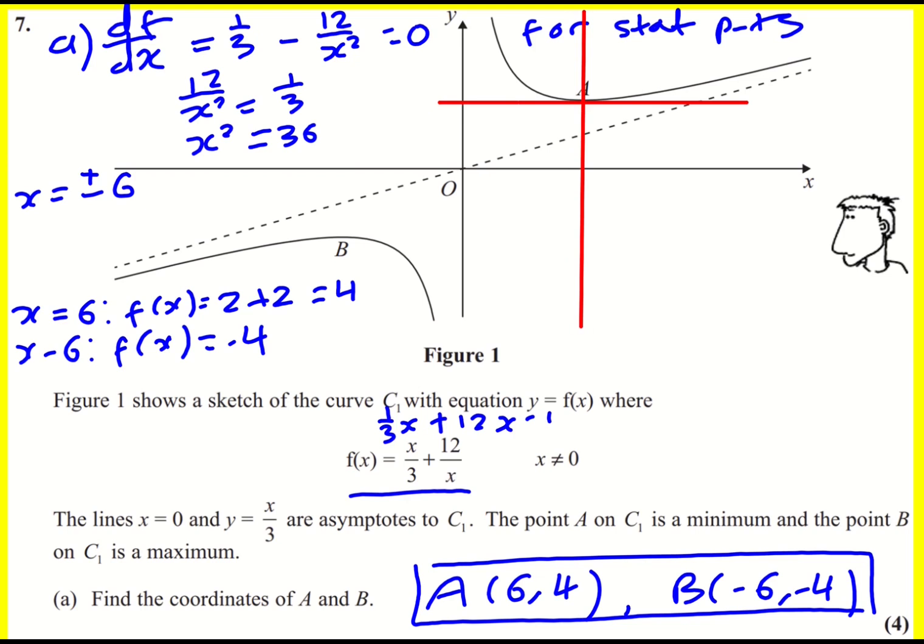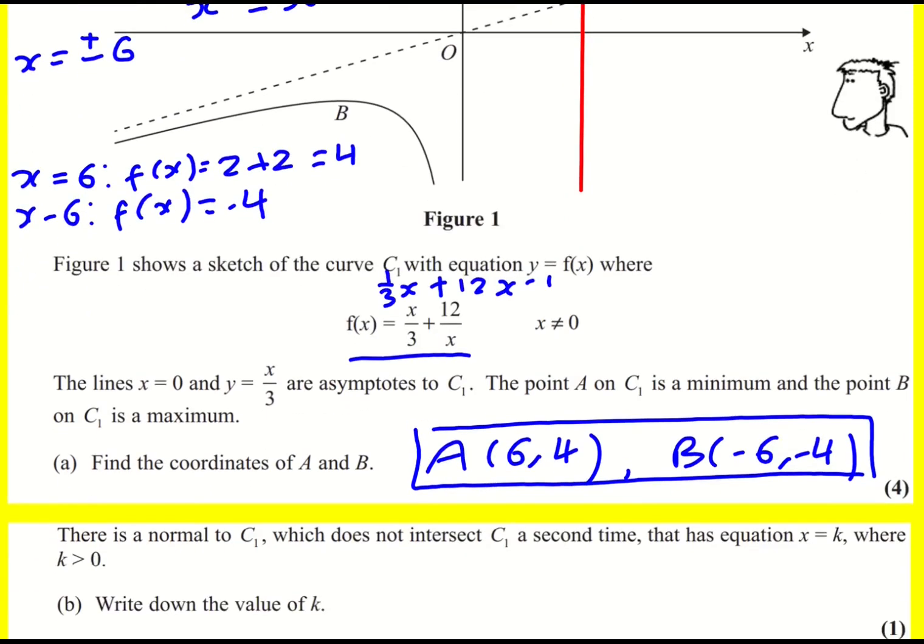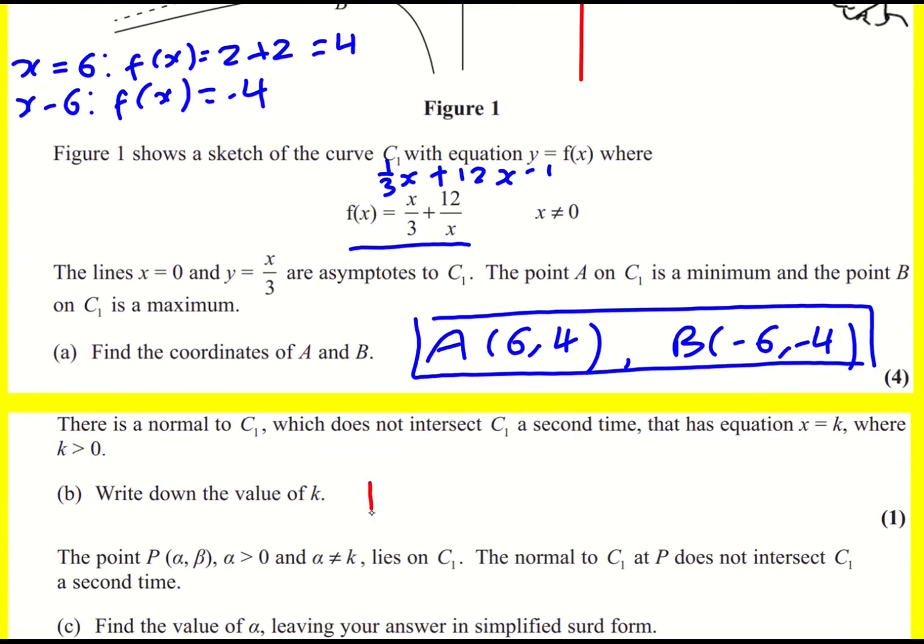And remember, we've just found the coordinate of A. It was 6, 4, and therefore x is going to equal 6. So that's going to be our value of k. K equals 6.